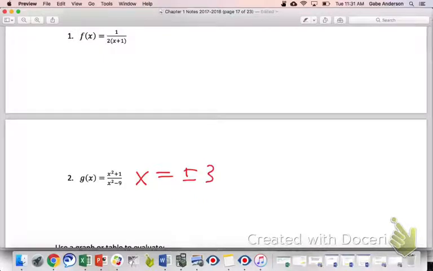All you're really doing, of course, is setting the denominator equal to 0 and solving. You get x equals plus or minus 3. No matter what method you use, you should end up with that. So that's kind of it.